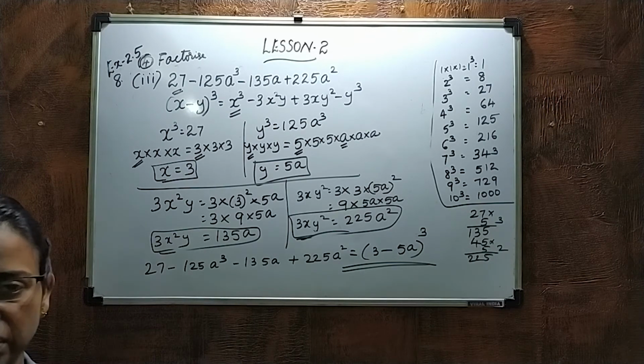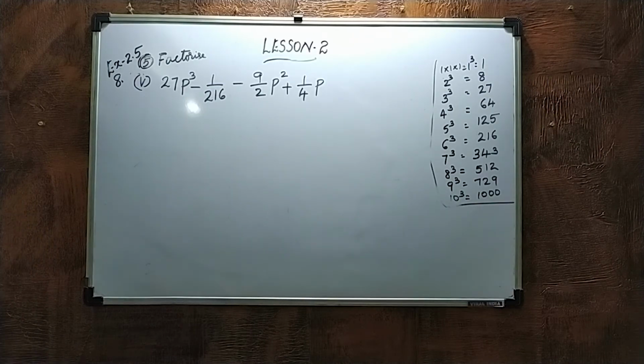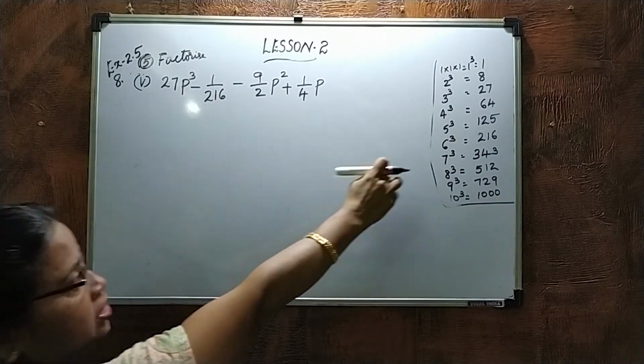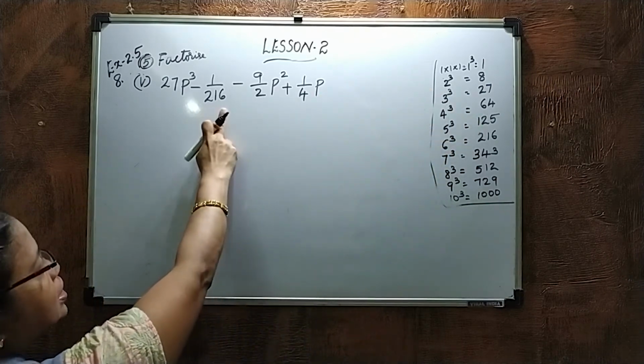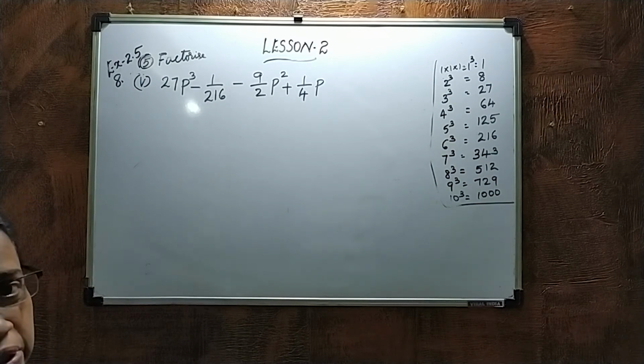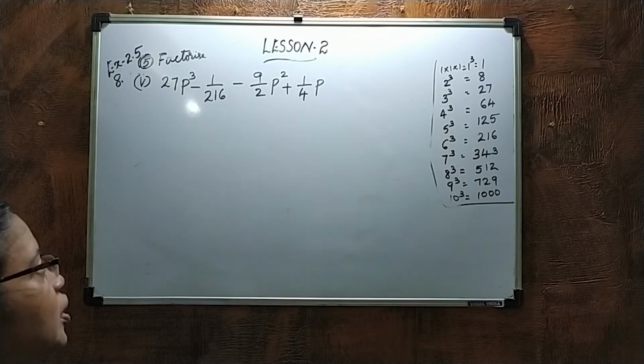Okay, then we will do the next problem. This is the fifth question: 27p cube minus 1 by 216 minus 9 by 2p square plus 1 by 4p. Now here also you have to find out how many cube terms are there. Here just look, 27p cube. 27 also is a cube number, and then 216 is also a cube number.